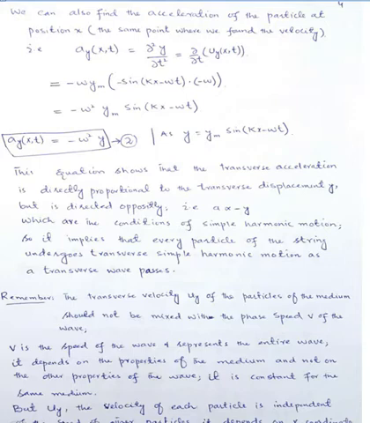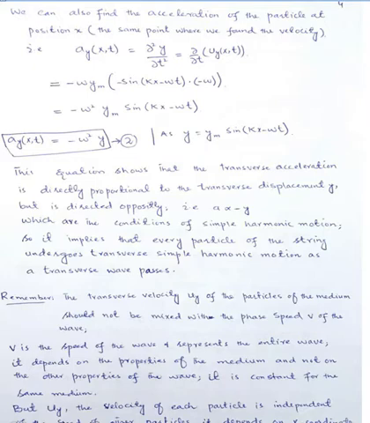As we know, ym sine of kx minus omega t is the displacement itself, that is y of x and t. So ay, the acceleration along the y-axis, the vertical acceleration of the particles of the medium, is going to be minus omega square y.